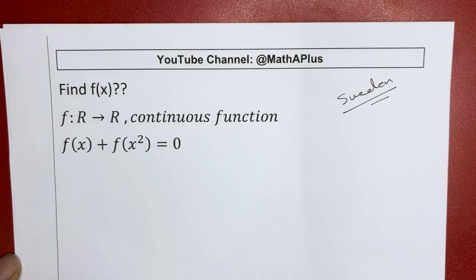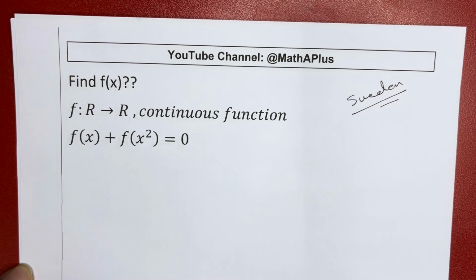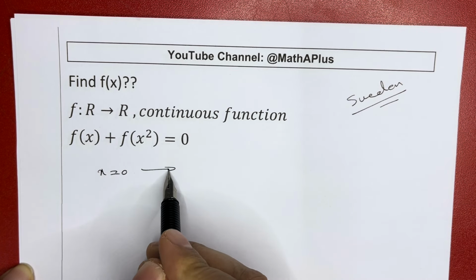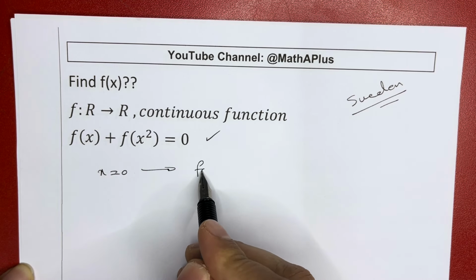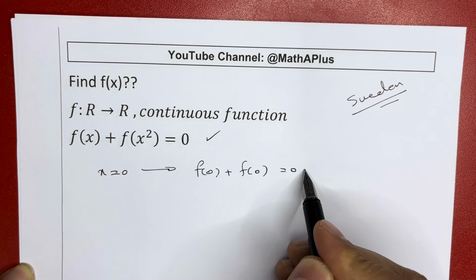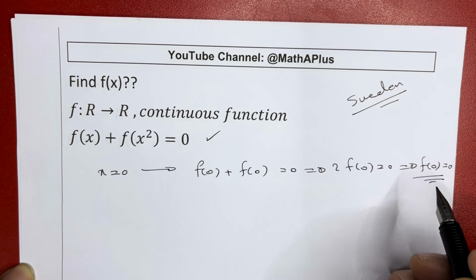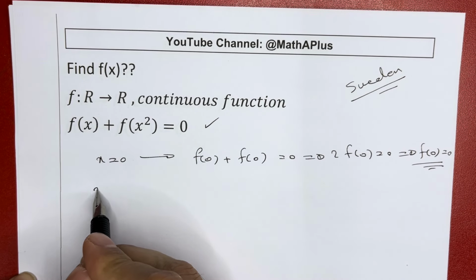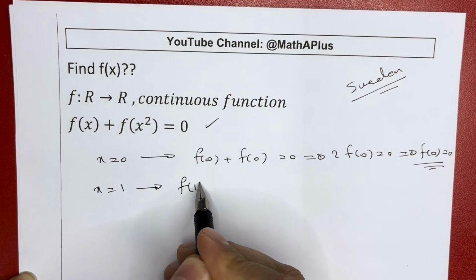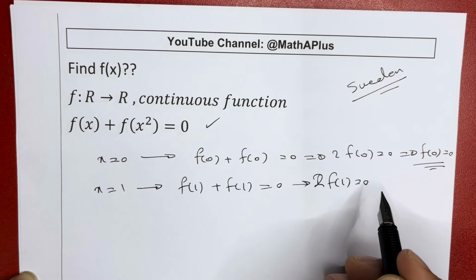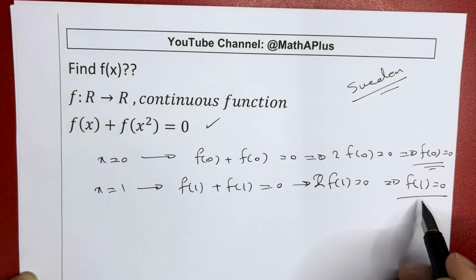As you guys are familiar, because we have solved some problems of this type, we start with some numbers to get an idea, to feel familiar with the problem. For example, if I put x equal to 0 and evaluate this relation, we have f of 0 plus f of 0 is 0. That means 2f of 0 is 0, or f of 0 is 0. How about if I put x equal to 1? So f of 1 plus f of 1 is 0. Again, 2f of 1 is 0, or f of 1 is going to be 0.